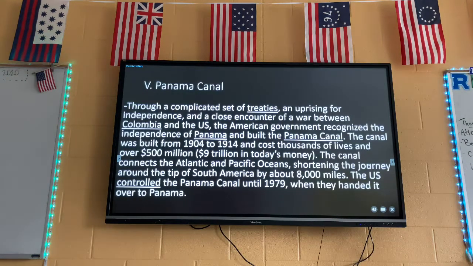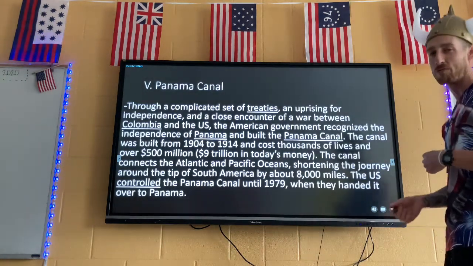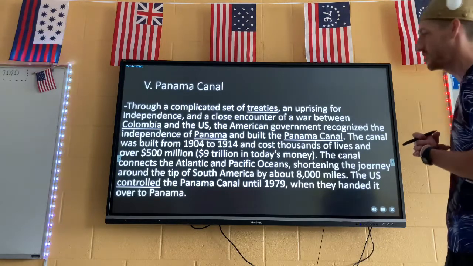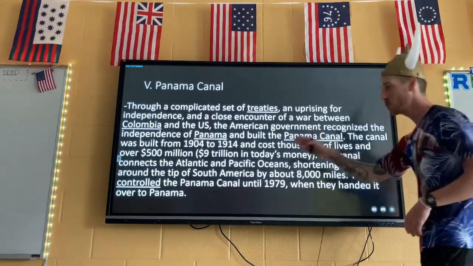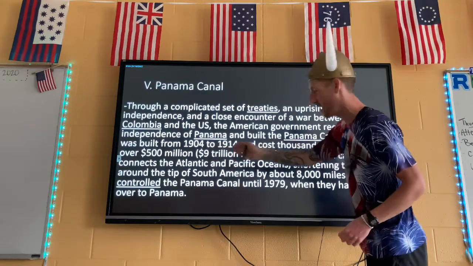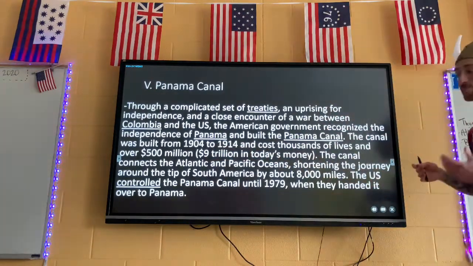It cost thousands of lives. They didn't understand that mosquitoes were making people sick and killing people, so malaria was a huge problem. It cost over $9 trillion in today's money. It was $500 million back then. $9 trillion. This is massive.